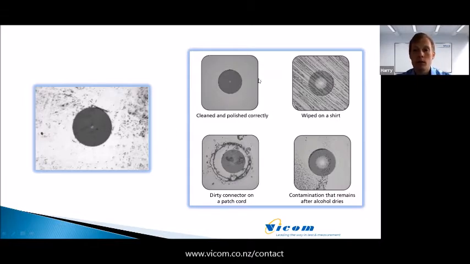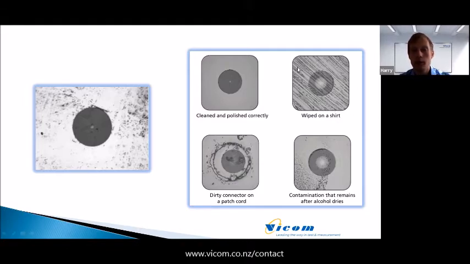Moving on to the right-hand side, we've got an example in the top left corner of a connector end face that has been cleaned and inspected properly and correctly. We can see how clean and clear that is, and how much easier light's going to have passing through that particular connector as opposed to a dirty one. Now, the other 3 examples here are people who have tried to clean their connectors, but they've done something wrong.